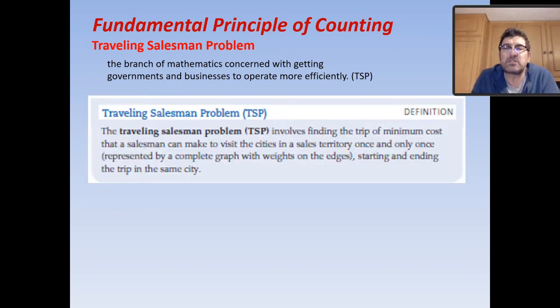So what is the traveling salesman problem? It involves finding the trip of minimum cost that a salesman can take to visit the cities in a sales territory once and once only, represented by a complete graph with weights on each of the edges, and starts and ends at the same city where the trip started.